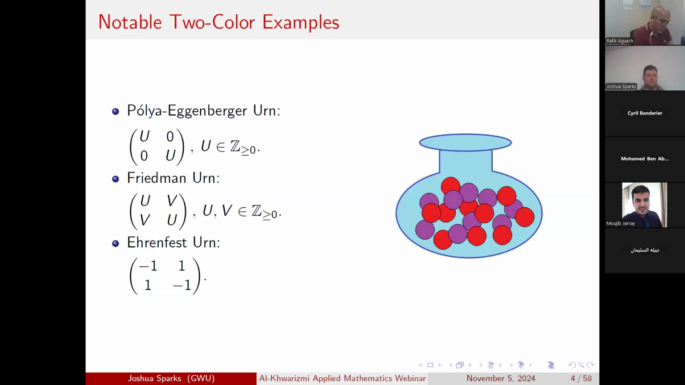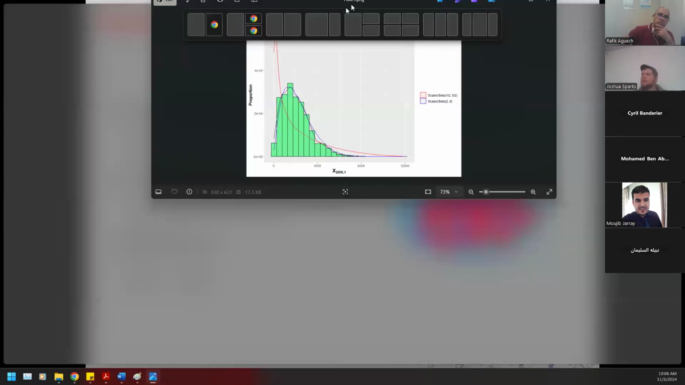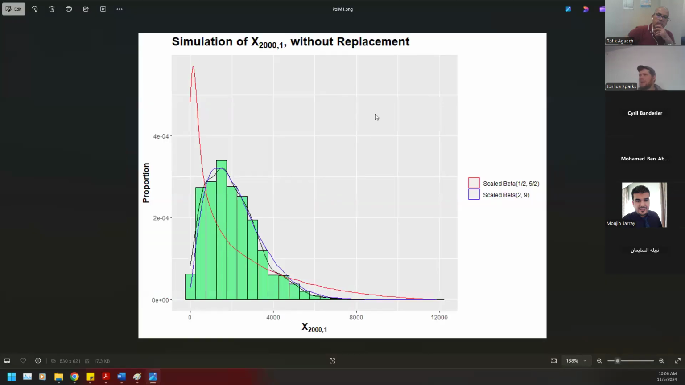But then, for sure, to identify from this what the limit distribution is, it's also some work. So here are examples. In this situation, I think this is the case where all of them are reinforcing. So it's like an extension of the Pólya process or the Pólya urns, where if I draw a ball of color one, I add U balls of color one to it. So it's self-reinforcing.